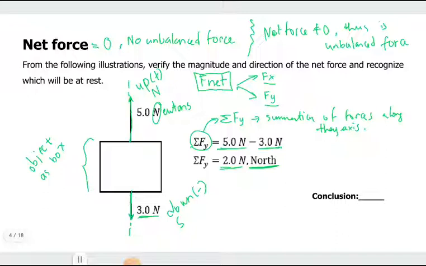So wherever the direction of the net force is, that is also the direction of acceleration. So our conclusion is the object will accelerate or move upwards or to the north. That's our conclusion about the object's acceleration.